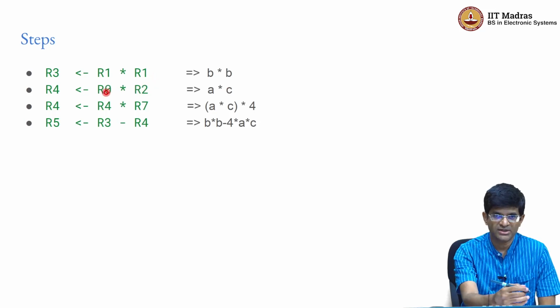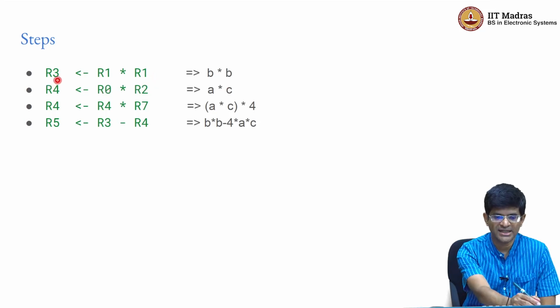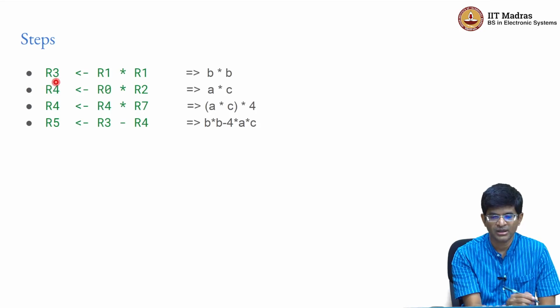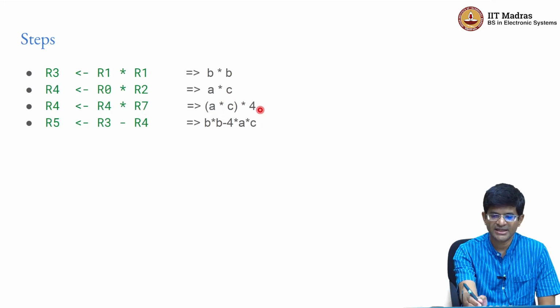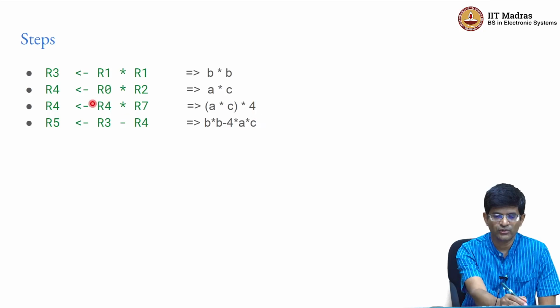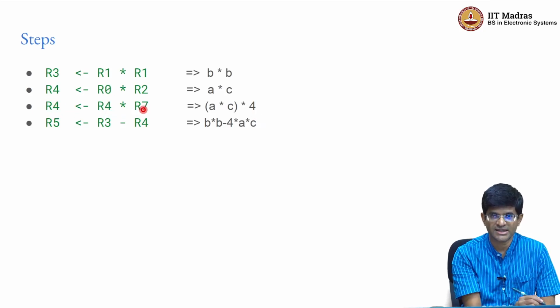Right now, once again, I'm just sort of brushing the problem aside and saying, okay, I have more registers. I'm going to use R4 instead. Now, in this case though, I'm just taking AC and multiplying it by 4. It's very clear I'm not going to do anything else with it. So, why use R5 out here? I'm just going to do R4 takes the value R4 times R7.